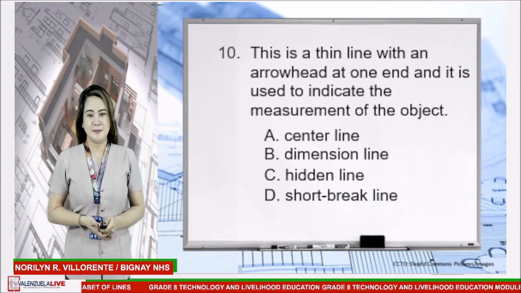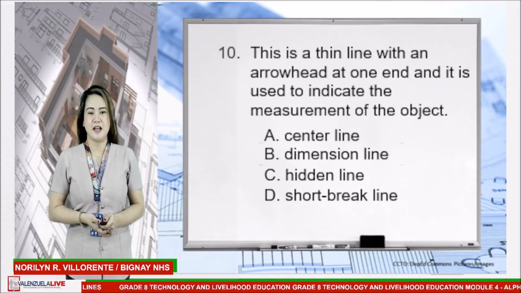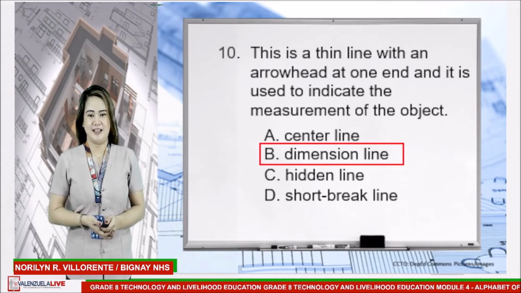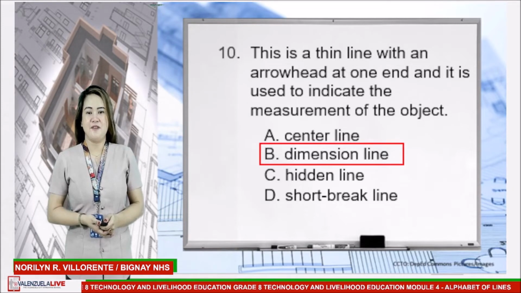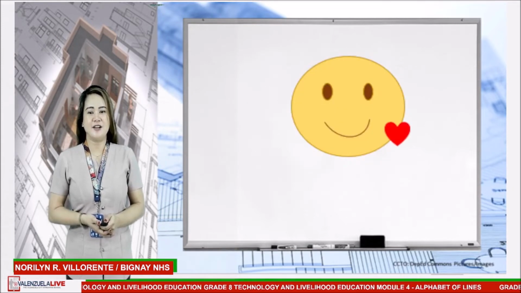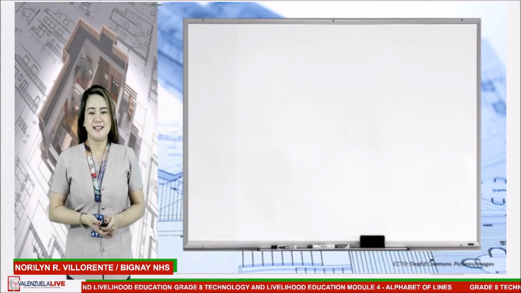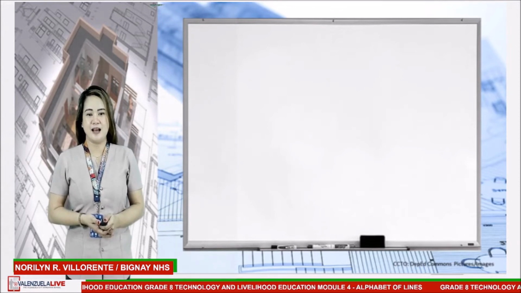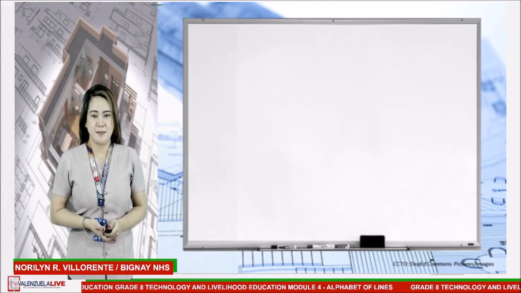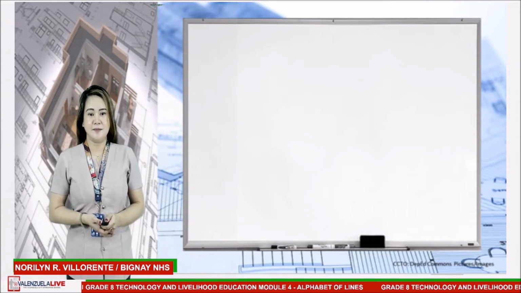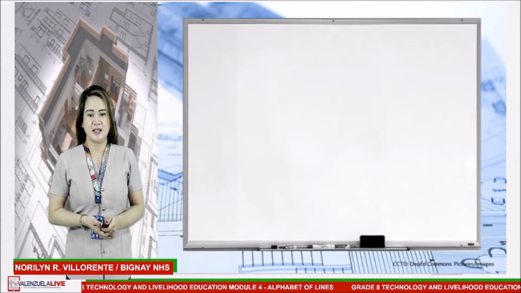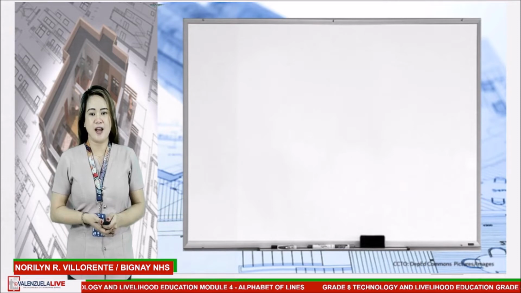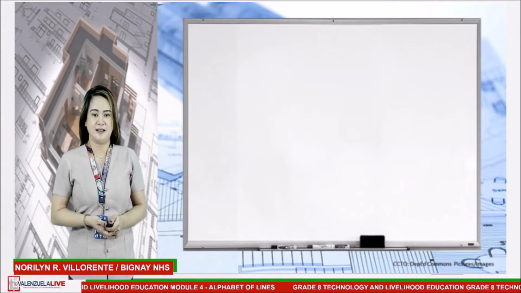Time is up. The correct answer is letter B, dimension line. Good job, class. Very good. You are really great learners. It means that you already have prior knowledge for what I am about to discuss. Later, as we go on in our discussion, you will discover why your answer is correct and not.